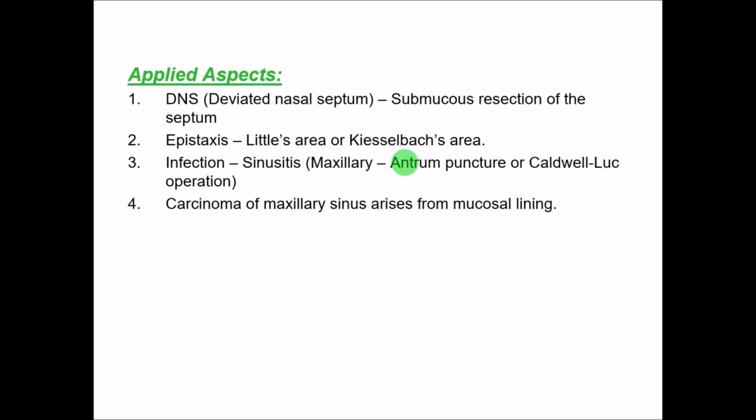Coming to the fourth part, carcinoma of the maxillary sinus is common compared to the other air sinuses, and usually it arises from the mucous lining of the air sinus. If there is chronic infection or continuous irritation, that can lead to carcinoma of the maxillary sinus itself. So this is all about the paranasal air sinuses which are beside the nose. If you have any doubts, you can write to me and I will try to answer. Thank you very much.